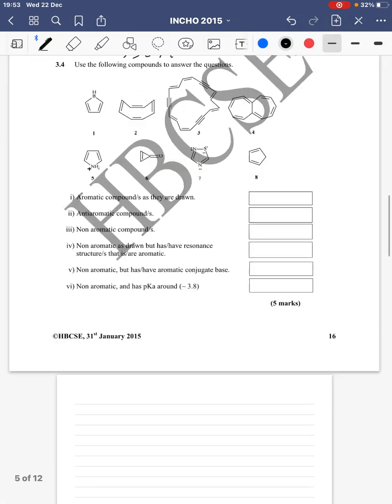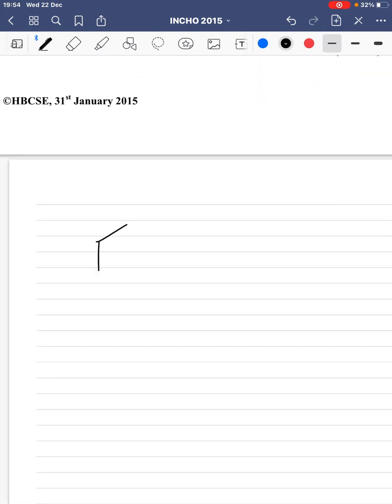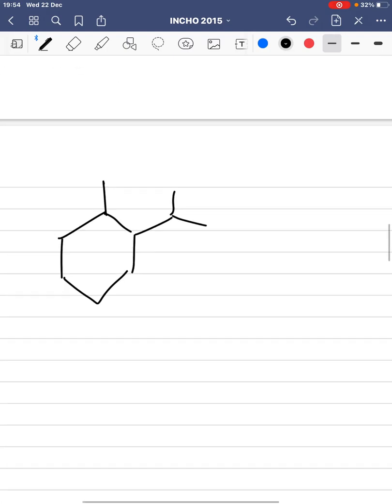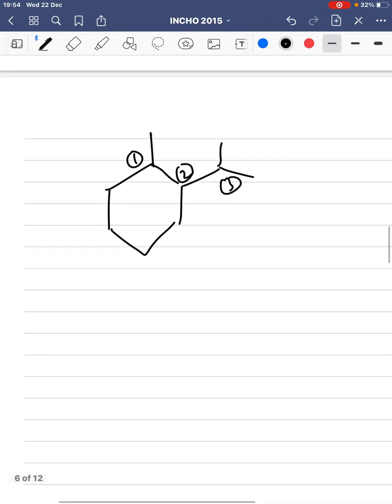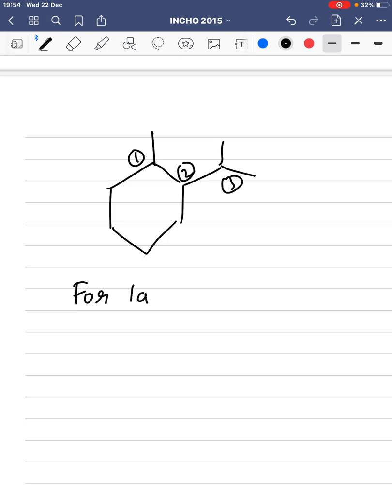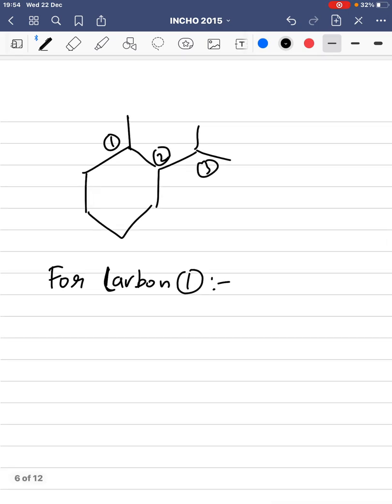Okay, let's add another page and draw the molecule. We got 3 points, that is the first, second and third. So for carbon 1, we'll have 6 alpha H. For carbon 2, we'll have 1 here, 1 here and 2 here.